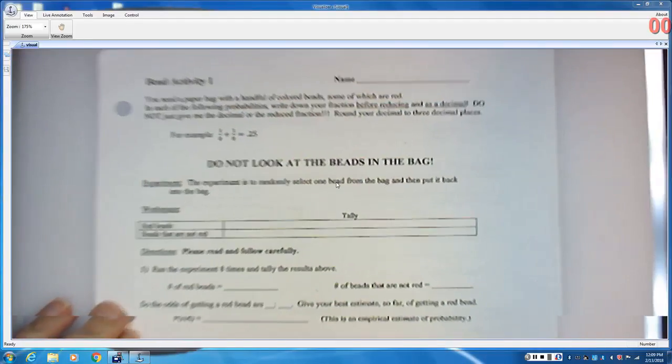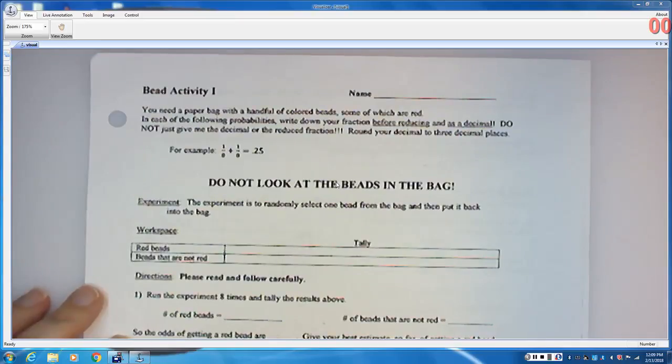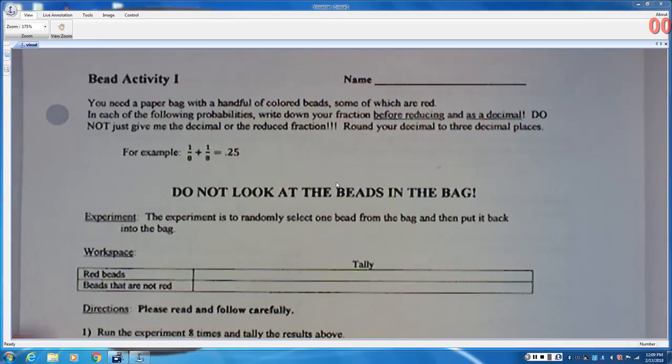Okay, so what you're going to do is, and I have the beads, I'm trying to get it to show up better. You're going to have a paper bag with some beads in it. And you can work with a partner. So if this is the bag, you put some beads in it.